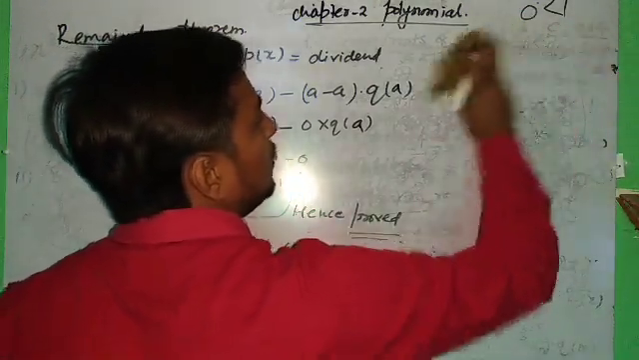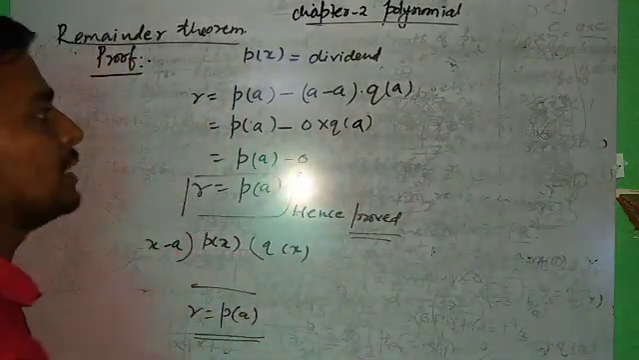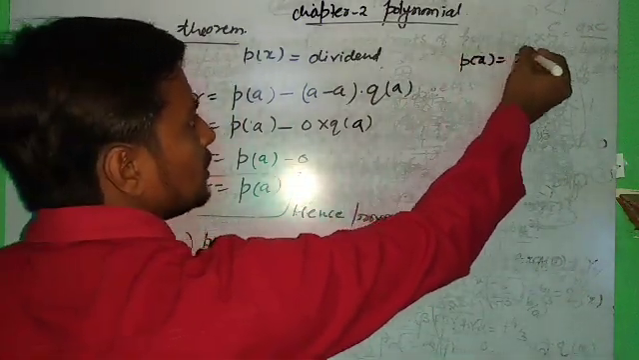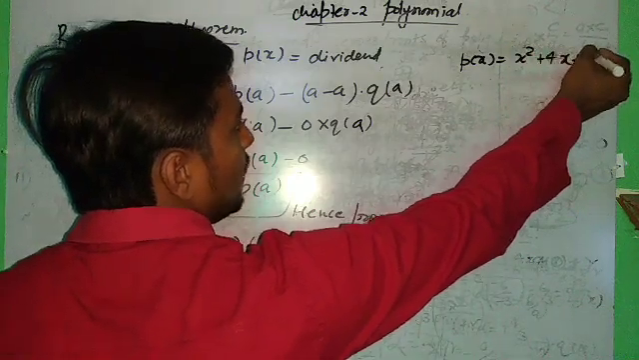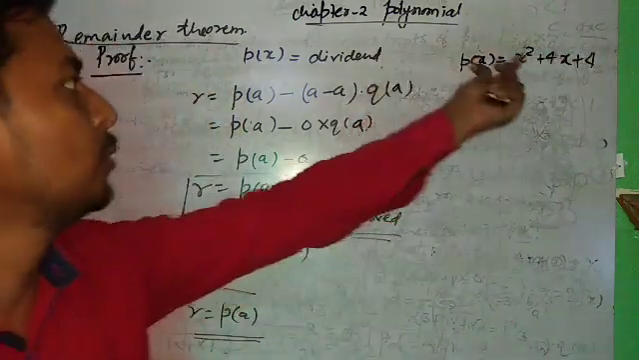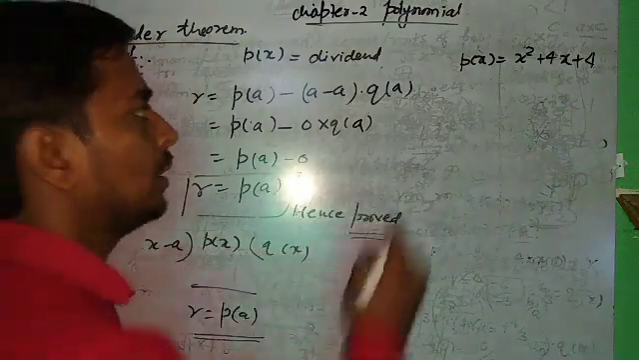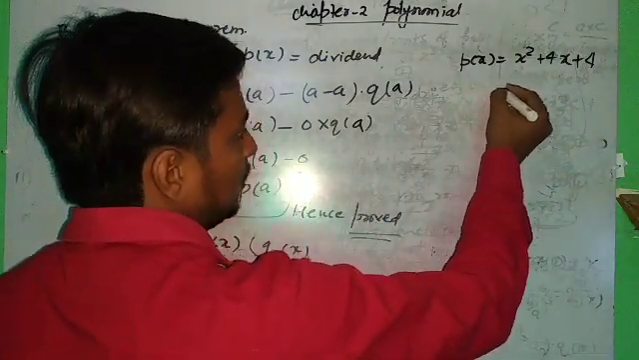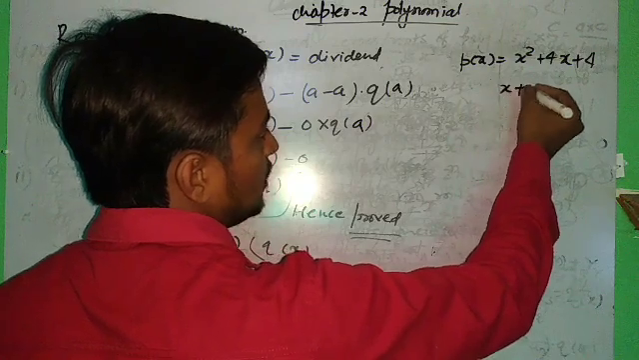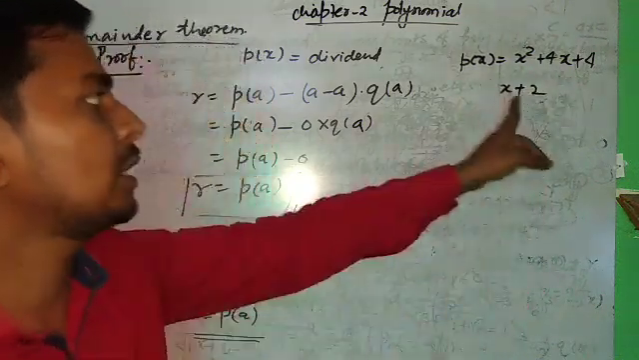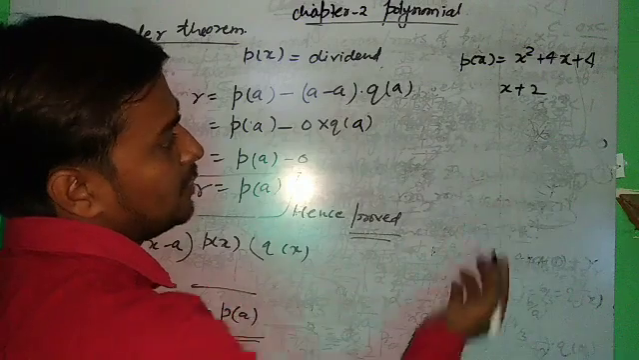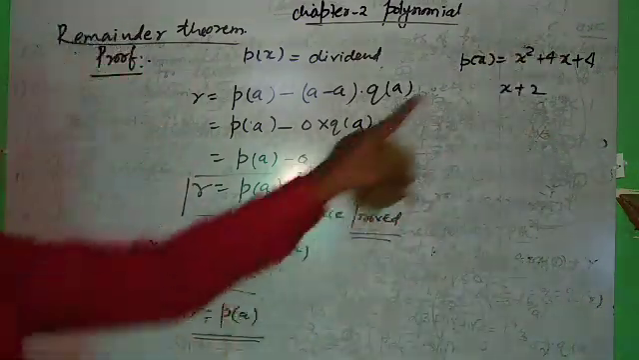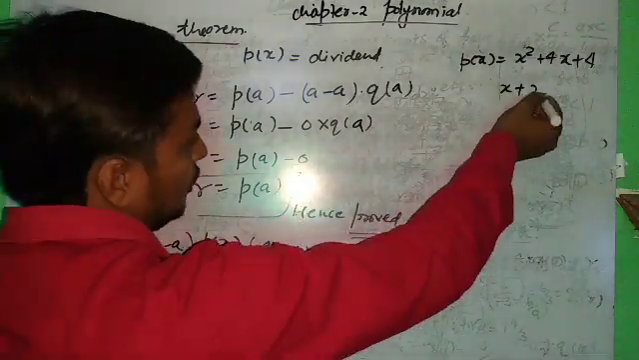Just a simple, very simple thing. You can check the previous example. If P(x) is equal to x square plus 4x plus 4, previously we did this, and the remainder was 0 when we took the divisor x plus 2, and the quotient was x plus 2. So without division we can find the polynomial remainder.